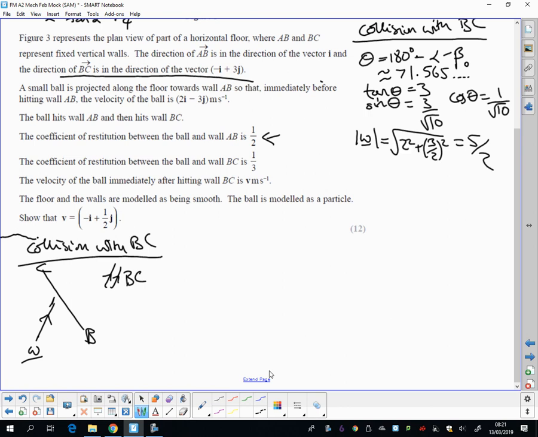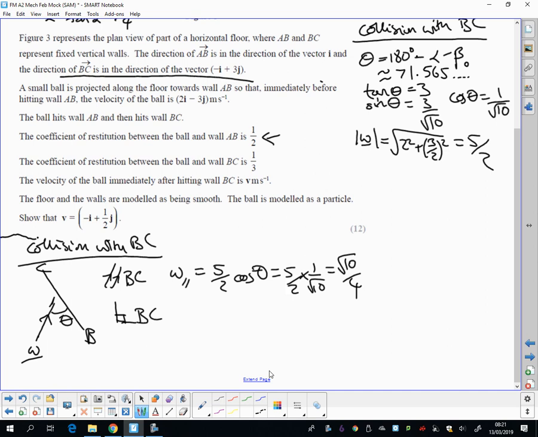So parallel to BC, our initial velocity parallel is going to be 5/2, so the magnitude, cos of theta, and we called that theta. So that's 5/2 times 1/√10, which is √10/4. Perpendicular to BC, we can use Newton's law of restitution again.